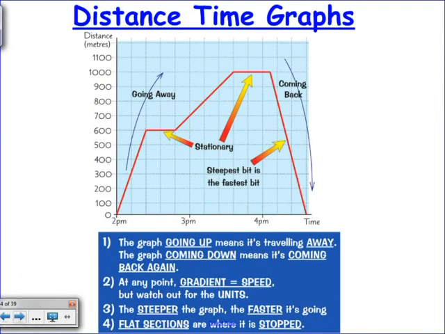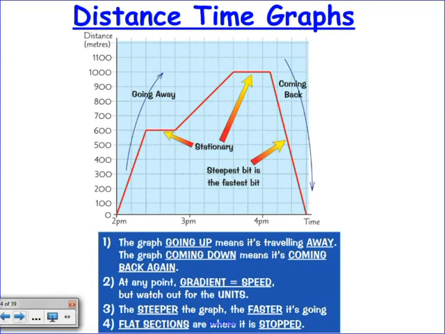And one of the different graphs that you might be asked to look at is a distance time graph. A distance time graph tells a story. Okay, I'm starting at 2 o'clock in the afternoon here. So what am I doing between here and here? I'm going away from where I started. I've gone 600 meters. What am I doing between there and there? I'm stationary. I've not gone any distance.